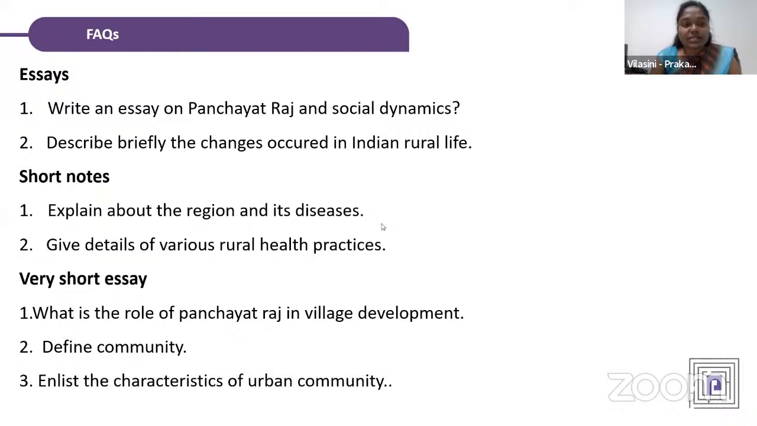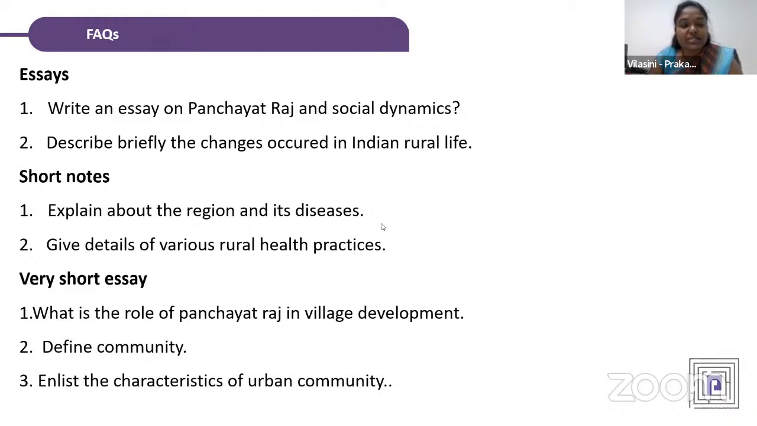Then coming to the questions, an essay may be asked: write an essay on Panchayat Raj and social dynamics. You can write about the three-tier system, that is Panchayat Samiti, Zilla Parishad, and village. The next is, describe briefly the changes that have occurred in Indian rural life. How the lifestyle of the people is, what the facilities are, and the changes that have taken place in rural life can be explained in brief.